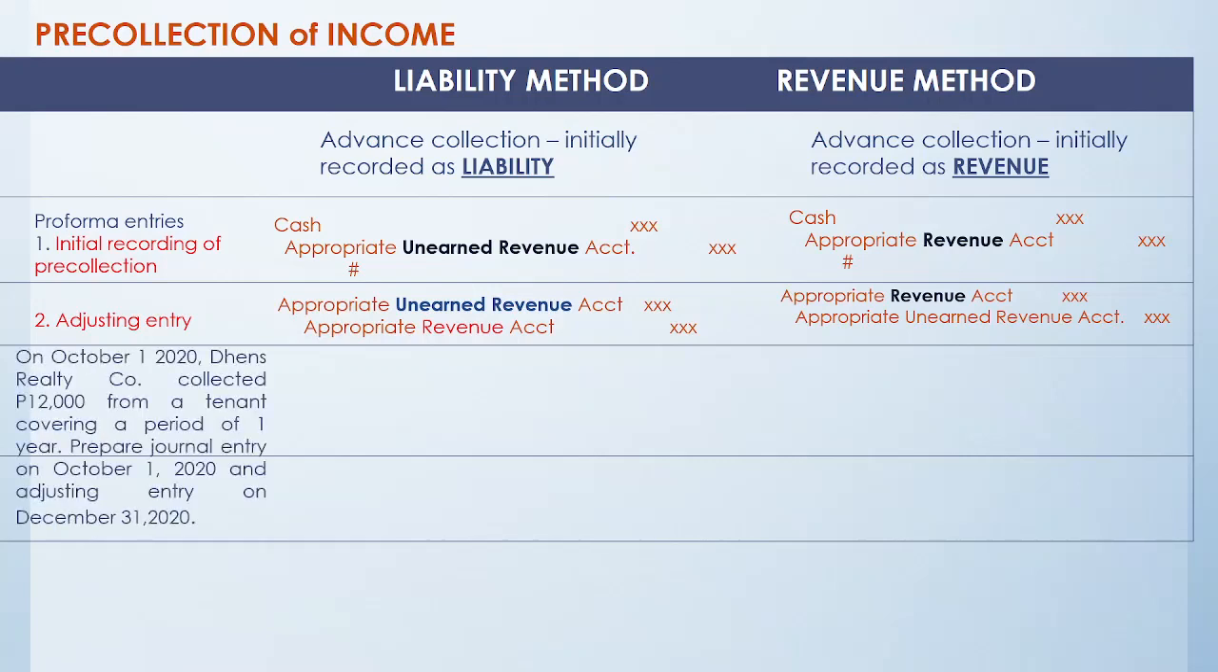On October 1, 2020, Dance Realty Company collected $12,000 from a tenant. Please take note, covering a period of 1 year. You are required to prepare the journal entry on October 1, 2020 and the adjusting entry on December 31, 2020. Under the liability method, the entry upon receipt of the advance collection is this: we debit cash, how much? 12,000, and we will credit a liability account, unearned rent income.